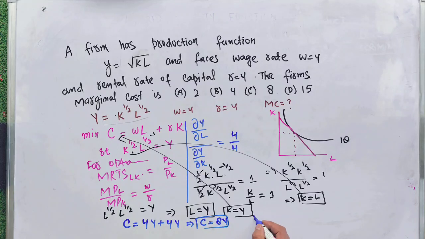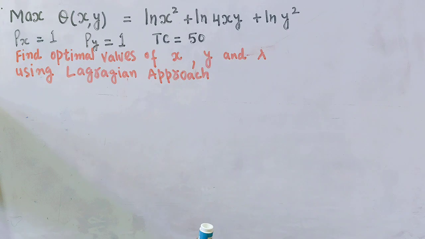Now what is the marginal cost? Marginal cost is the change in the total cost due to the change in the output, that is dy. So take the derivative of this with respect to y. The derivative of y is 1, so we get 8 into 1, which is equal to 8. That means our marginal cost will be equal to 8. I hope you understand how to solve a constrained optimization problem using the Lagrangian approach.